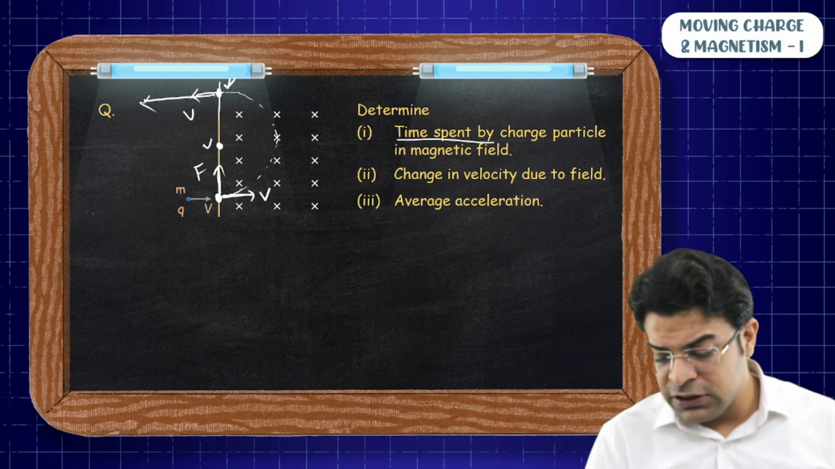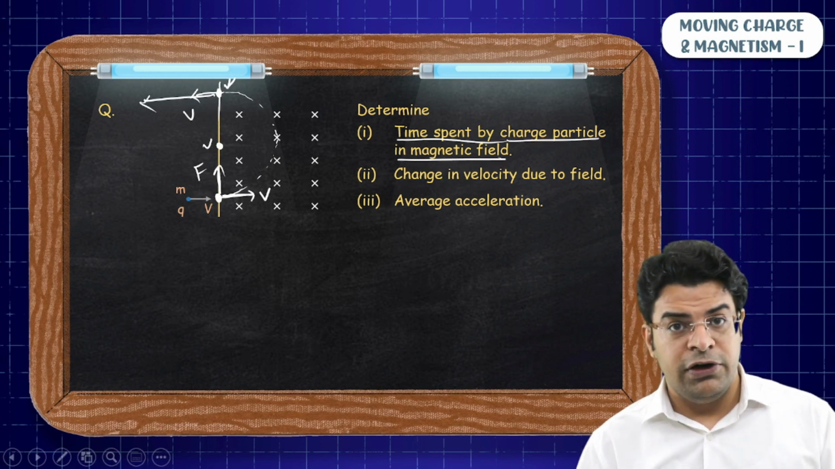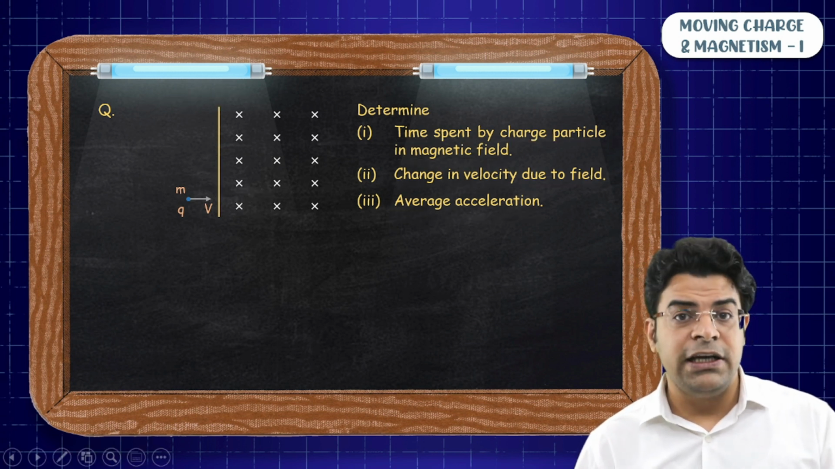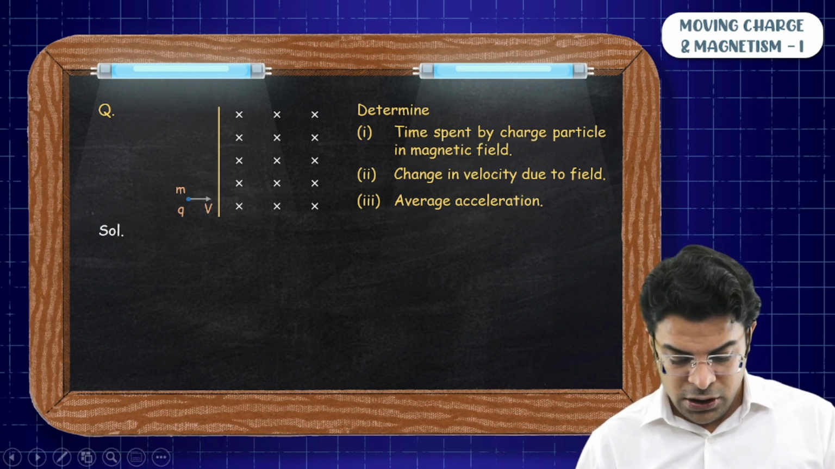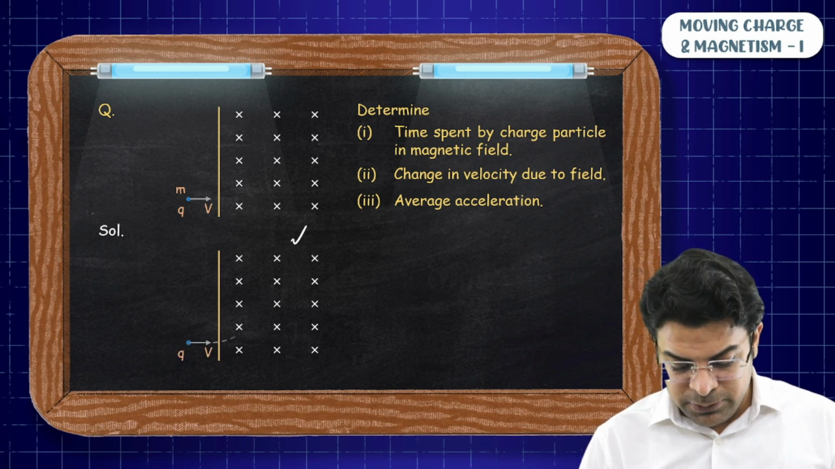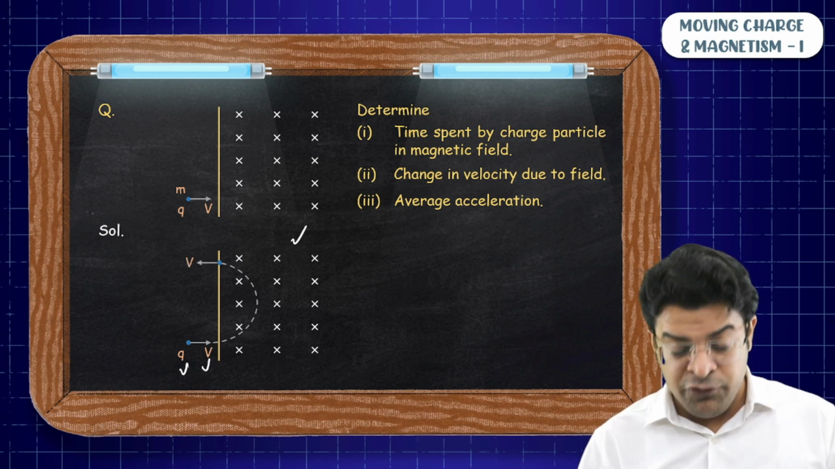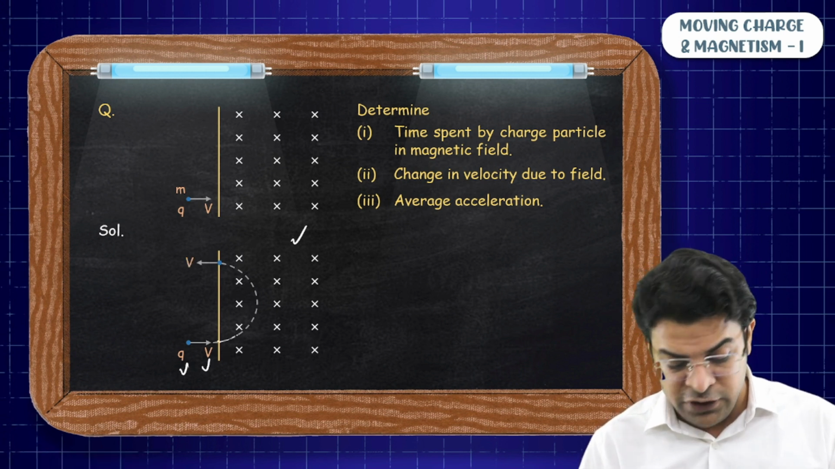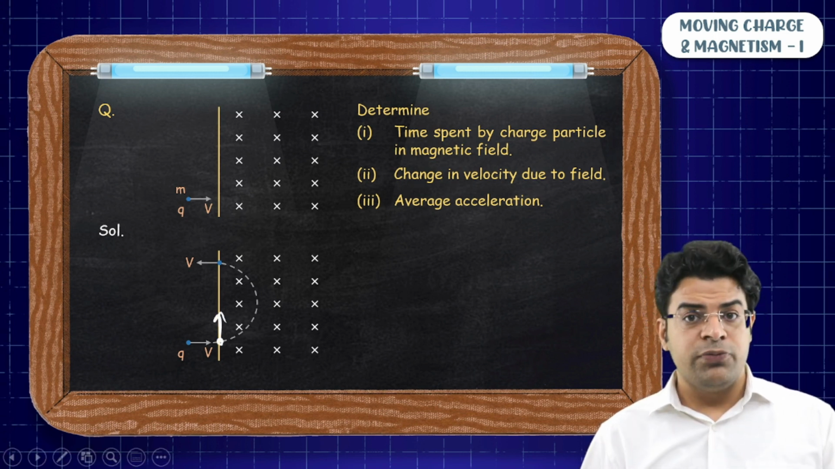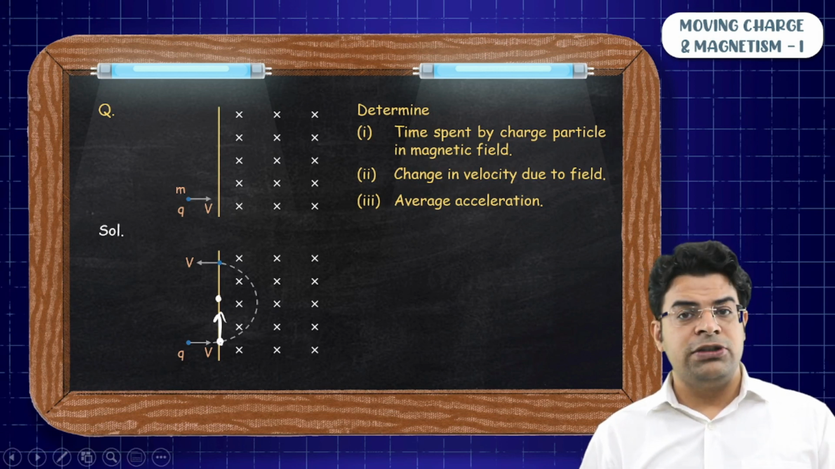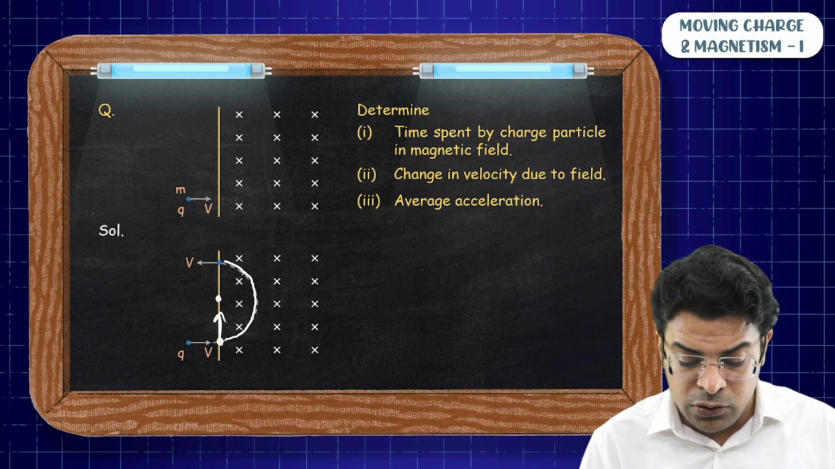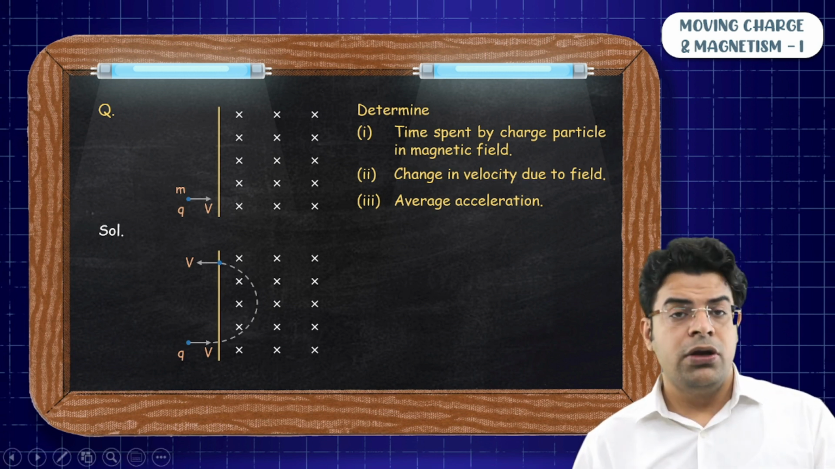So the question is, what is the time spent by the charged particle in the magnetic field? What is the change in velocity due to the field? And what is the average acceleration? Let's answer each part and visualize the motion. This is the magnetic field region. Here the charged particle, which has a charge q moving with velocity v, will enter the magnetic field region. As soon as it enters, it will experience a force in the upward direction. So the center of the circular motion has to be somewhere here. It will start moving in a circular path, but will only be able to cover a semicircle.